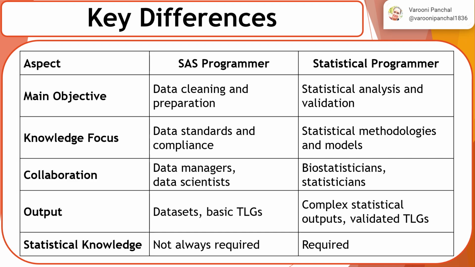Collaboration of a SAS programmer is generally between data managers and data scientists, whereas a statistical programmer collaborates with biostatisticians and statisticians. The SAS programmer generally outputs datasets and basic tables, listings, and figures, whereas the statistical programmer outputs complex statistical outputs and validates the tables, listings, and figures.